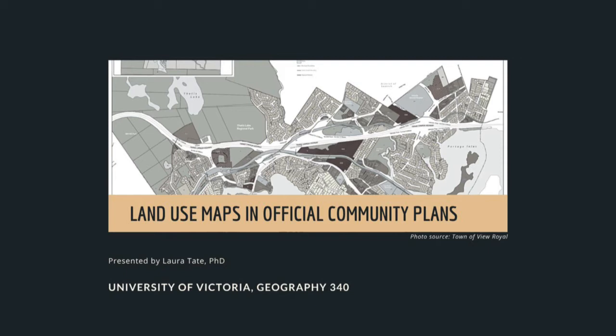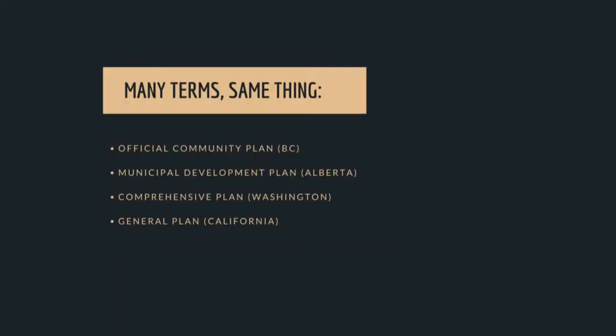submitting for Monday. When you see the term official community plan here in British Columbia, an official community plan helps communities say what their vision is for the future for their communities.